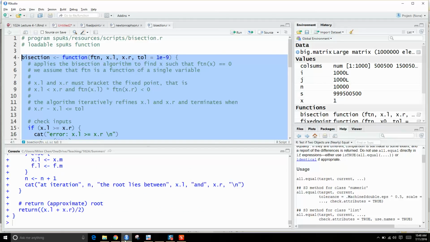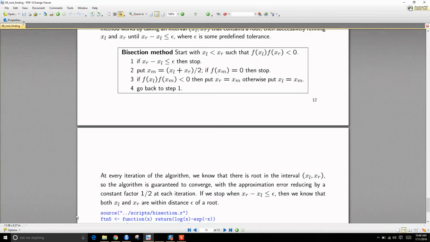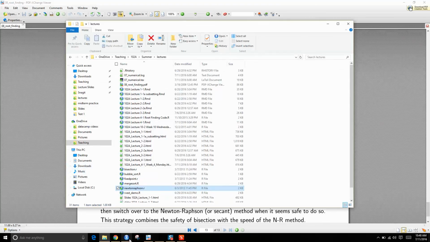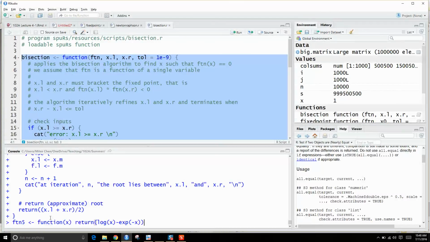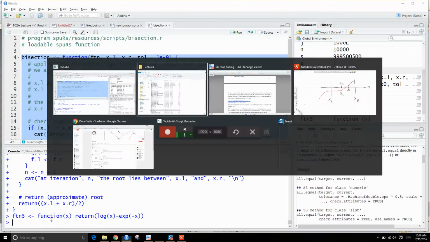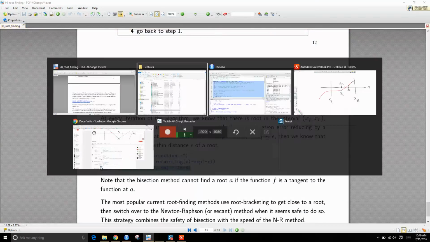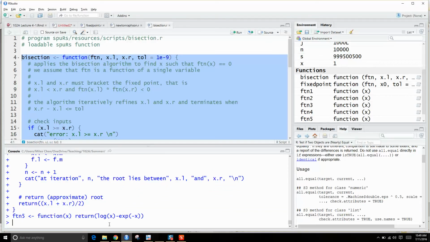Okay, and so we can use this function. It's the same function, log x minus exponent of negative x. This is function 5 here. And then we can do a bisection method for this stuff right here.